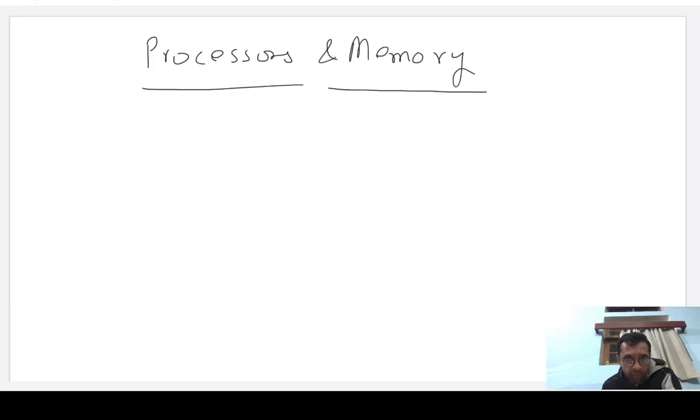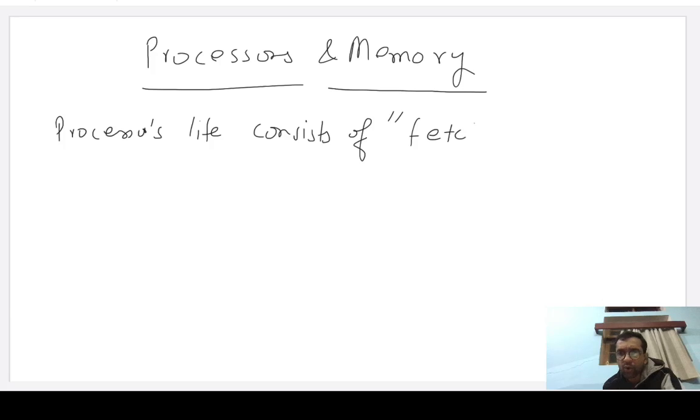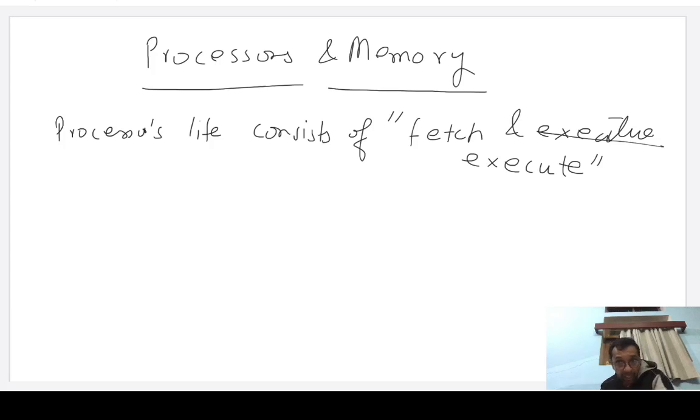Okay. So first of all, the way you should visualize a processor is that a processor's life consists of, this is a phrase I heard somewhere, I don't know where, but years ago I heard it: fetch and execute. Fetch and execute. Okay. What do you fetch? You fetch an instruction. You fetch an instruction from memory and execute it. And then you fetch the next instruction and execute it, and then you fetch the next instruction and execute it. And this is what a processor does all its life.